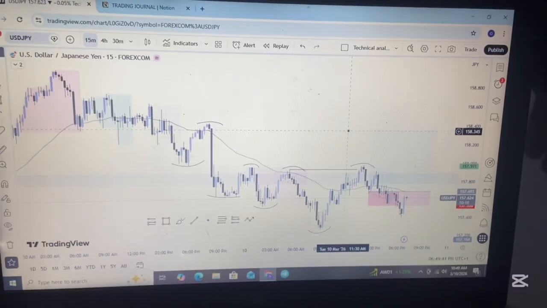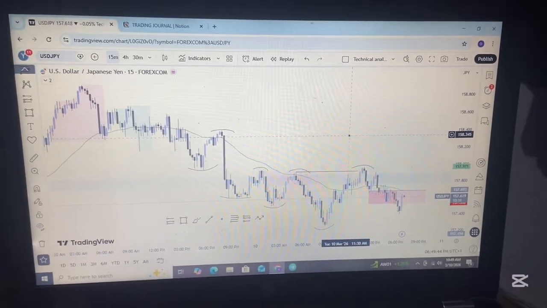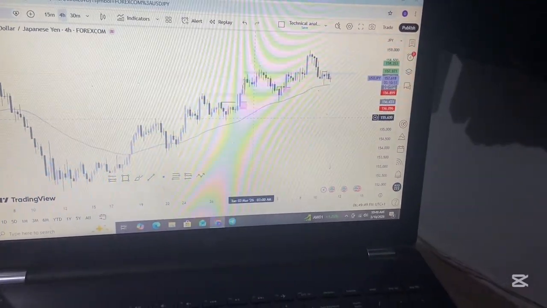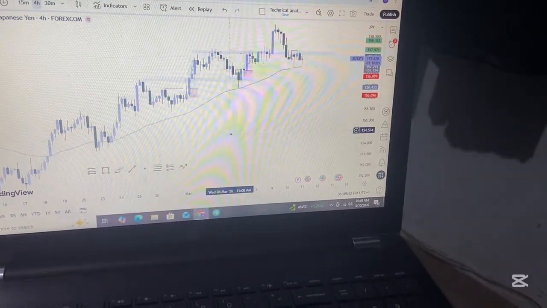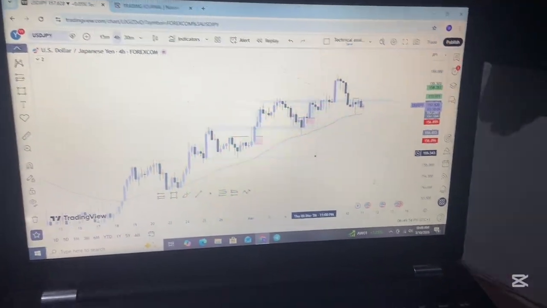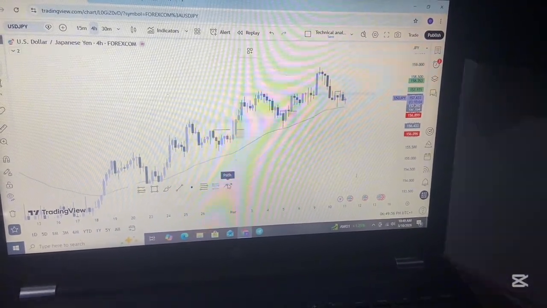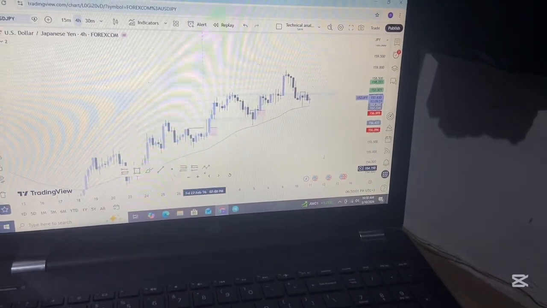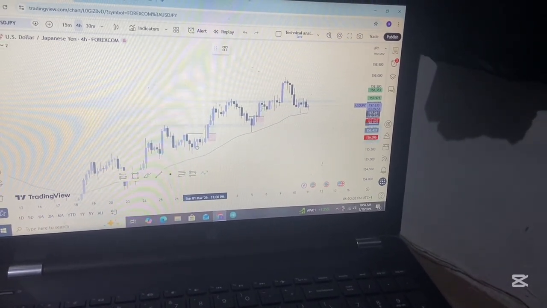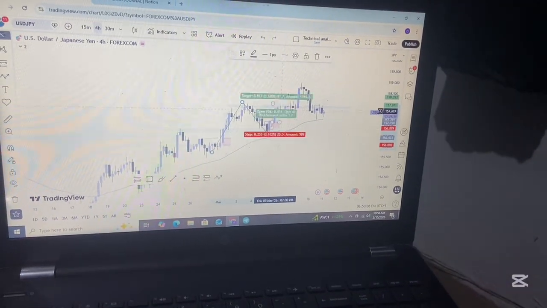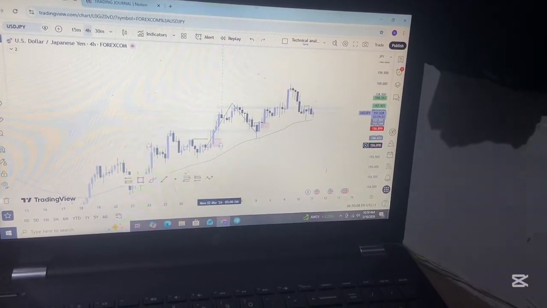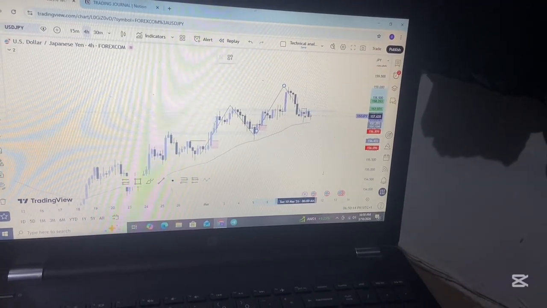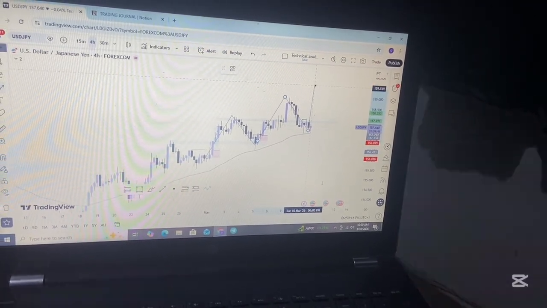So as you can see on my charts, this is USD/JPY. On the 4-hour time frame, I had a bullish bias, which let me show you how I came up with. On the 4-hour time frame, you could see price giving us higher highs and higher lows. So my expectation is that this higher low is going to give us a higher high.